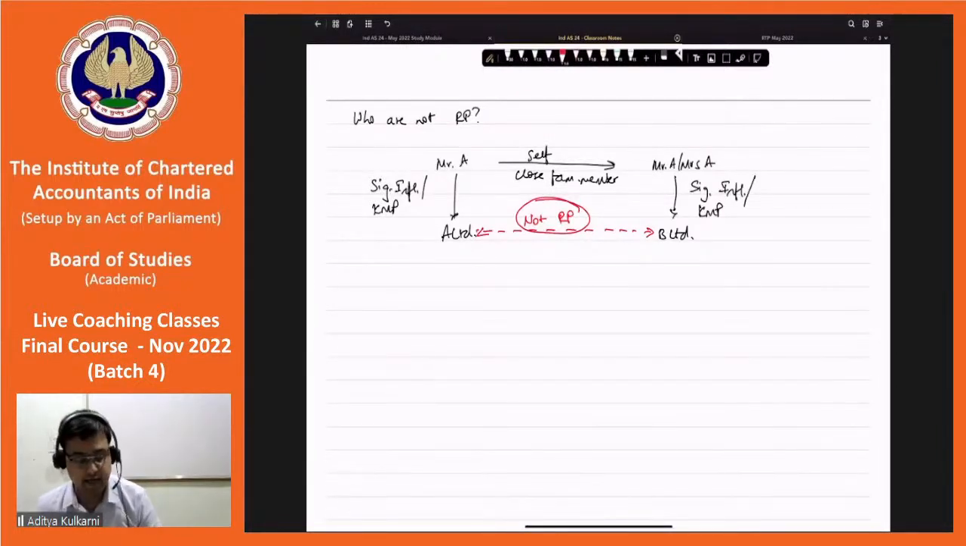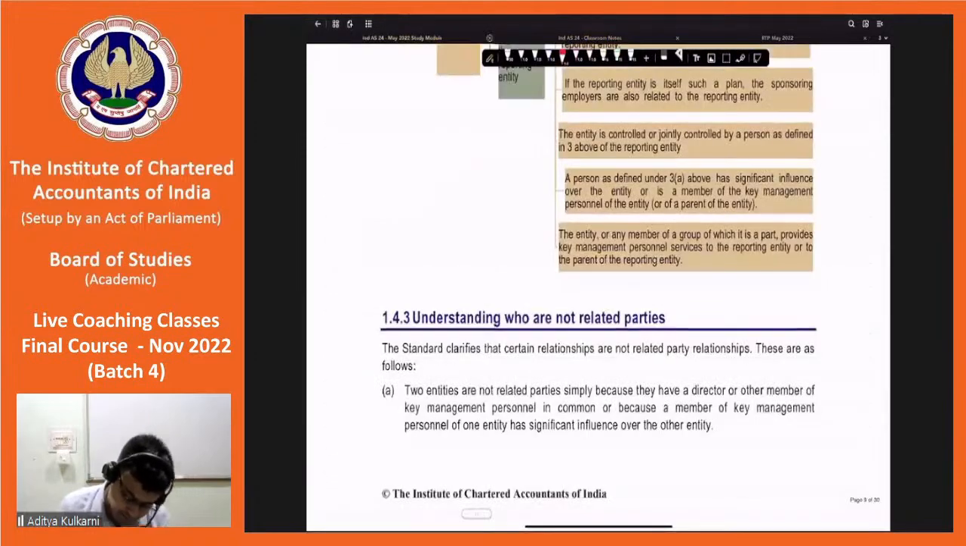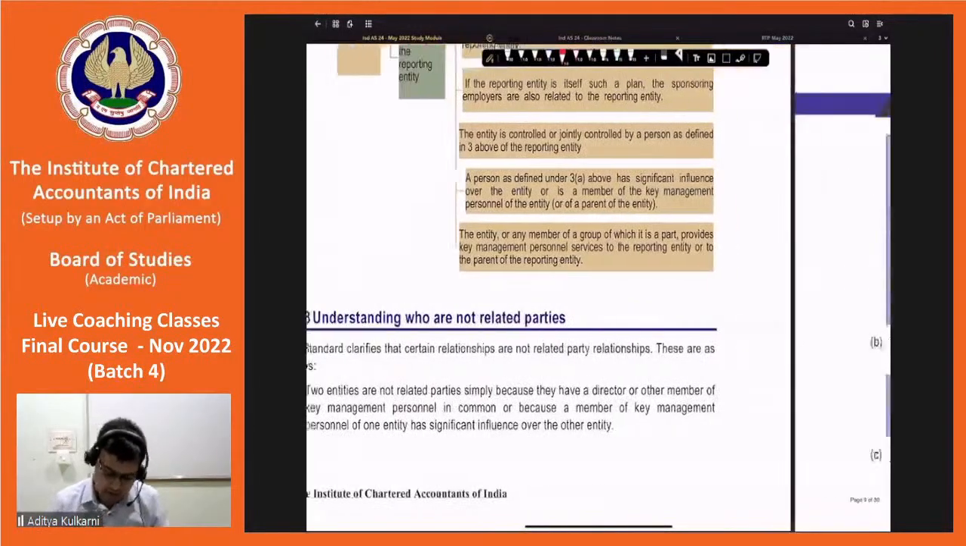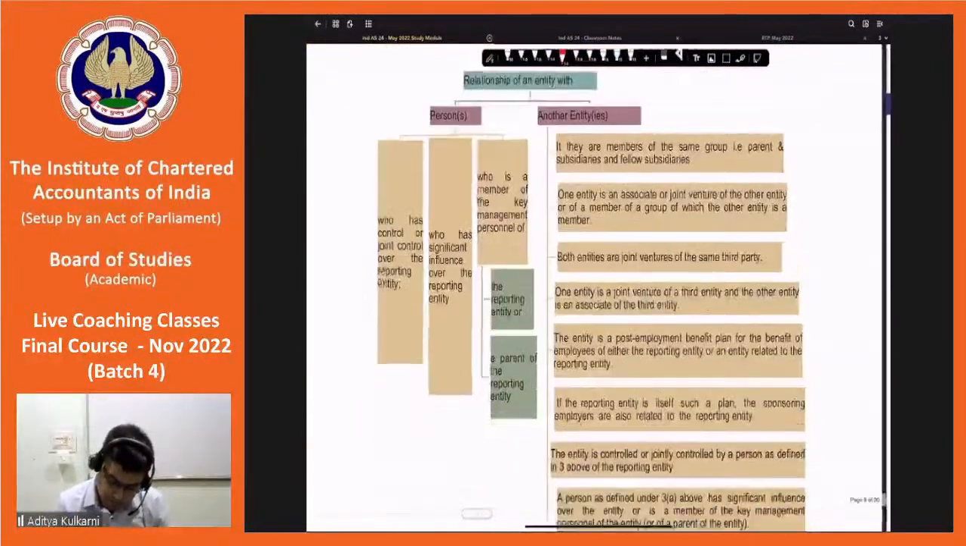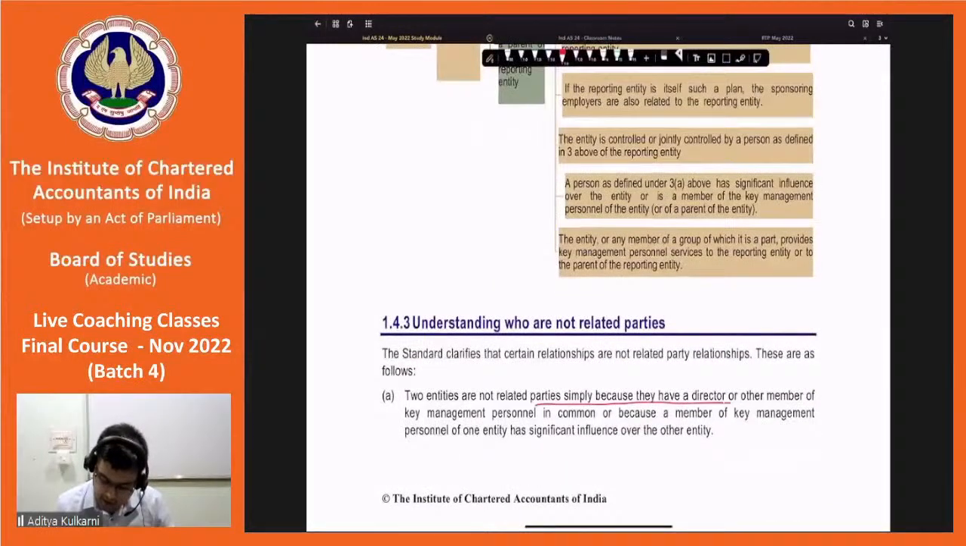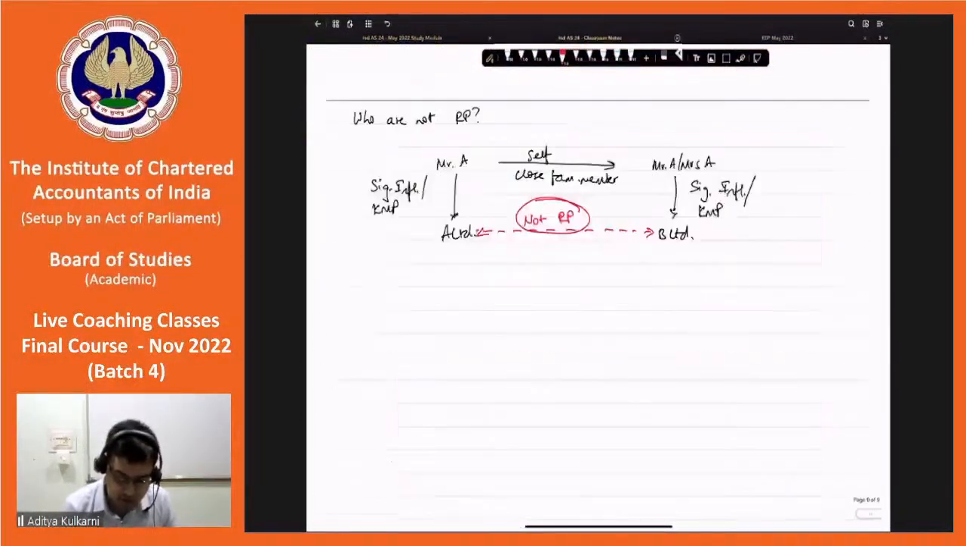Okay. So that takes care of the first point. So simply because they have a common director or other member of KMP in common, you cannot say that the entities are related to each other. You cannot say that the entities have a relationship with each other. That is the first point.